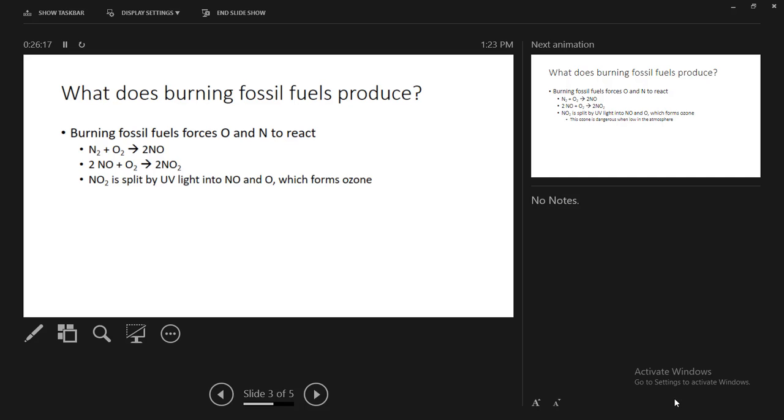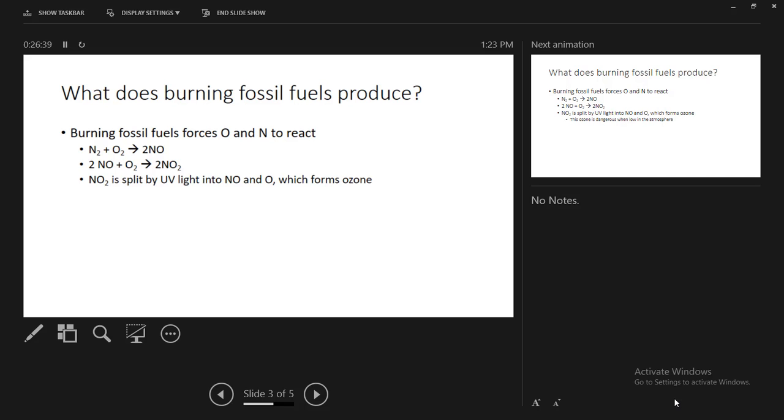And what do these do? These oxygen atoms, they go and react with oxygen to form ozone. You see that mentioned here? The oxygen atoms go and react with oxygen molecules to form ozone. That's something that happens high up in the atmosphere to filter out UV light.